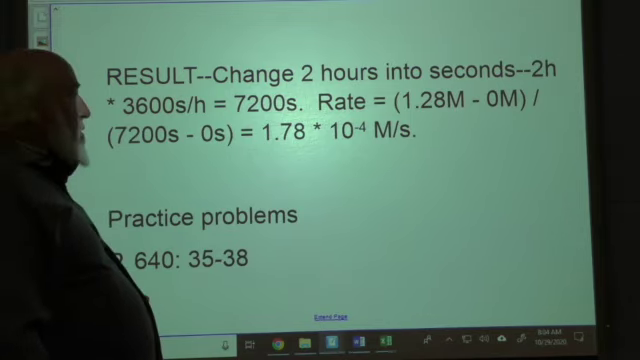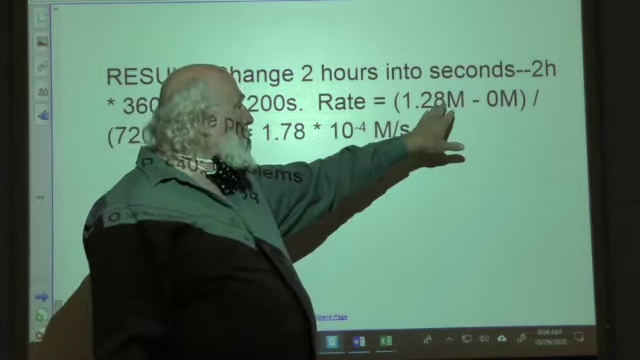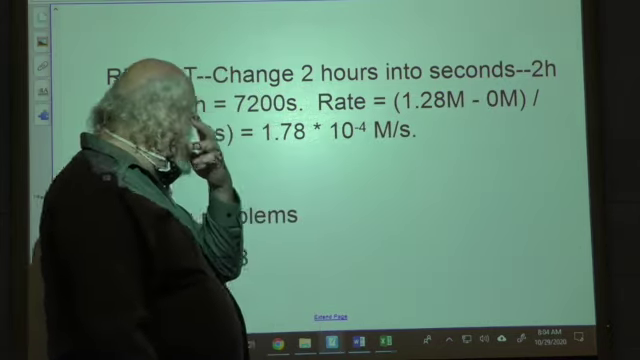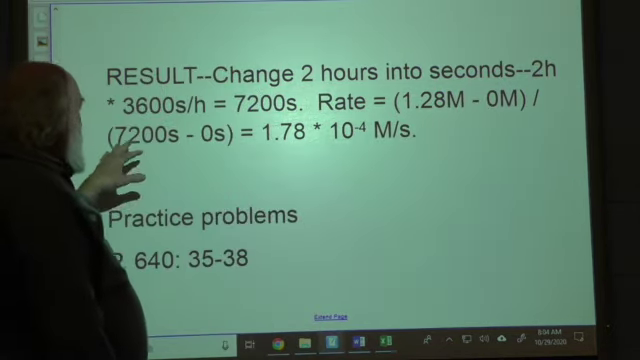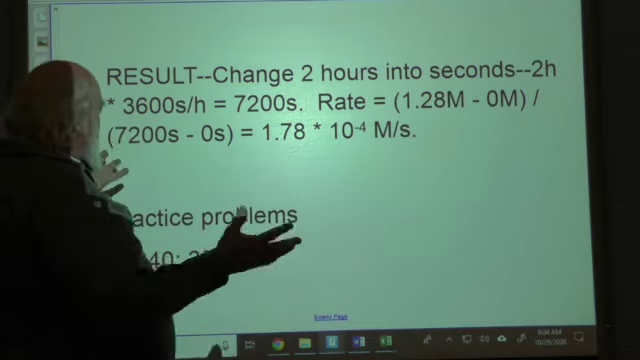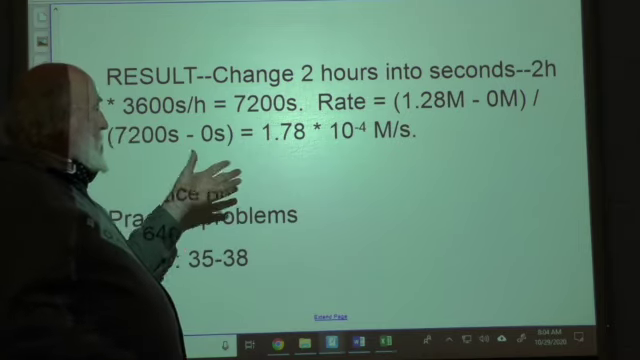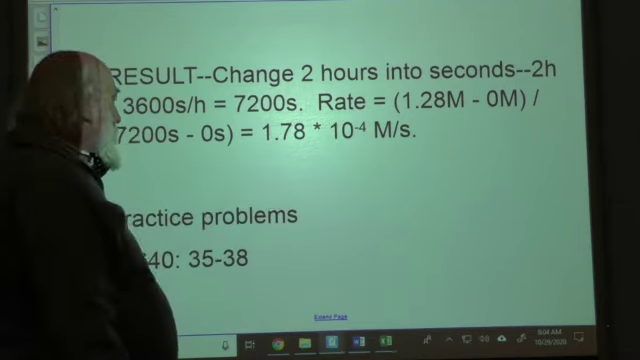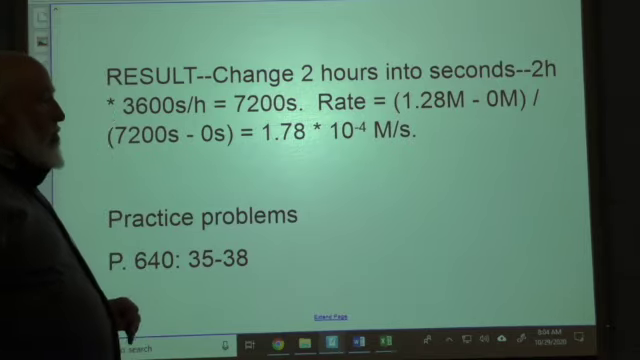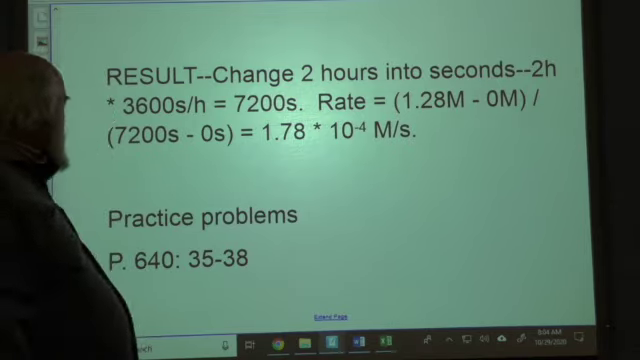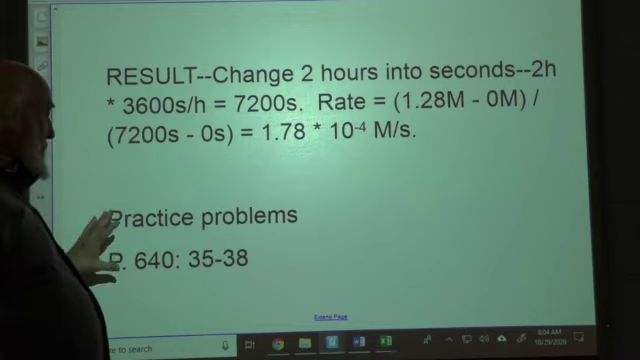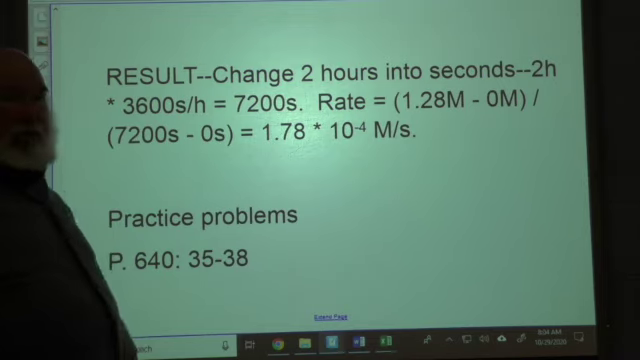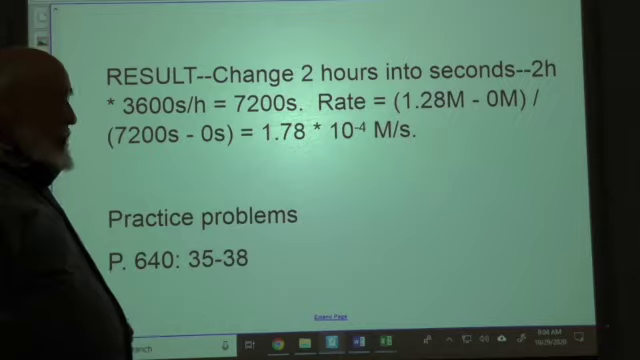The rate is the final 1.28 minus the initial 0 moles per liter divided by the change in time. We end up at 7,200 seconds, start at 0, and we get 1.78 times 10 to the negative 4 moles per liter per second. All right, practice problems, page 640, problems 35 through 38 all. Good luck.